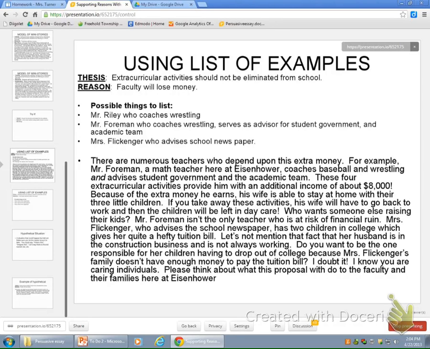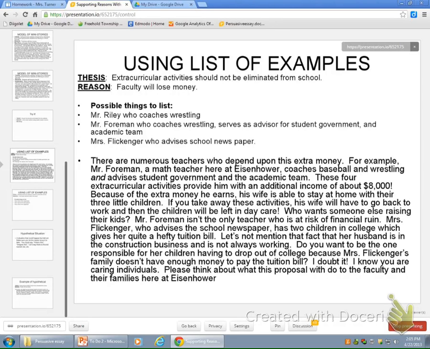Mr. Foreman isn't the only teacher who is at risk of financial ruin. Mrs. Flickinger, who advises the school newspaper, has 2 children in college, which gives her quite a hefty tuition bill. Let's not mention the fact that her husband is in the construction business and is not always working. Do you want to be the one responsible for her children having to drop out of college because Mrs. Flickinger's family doesn't have enough money to pay for the tuition bill? I doubt it. I know you are caring individuals. Please think about what this proposal will do to the faculty and their families here at Eisenhower.